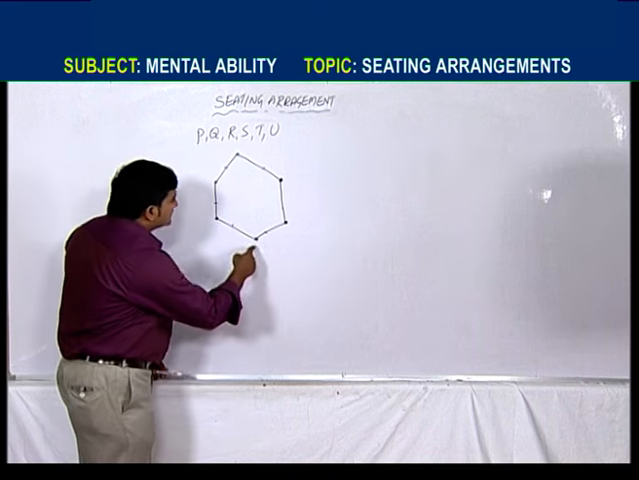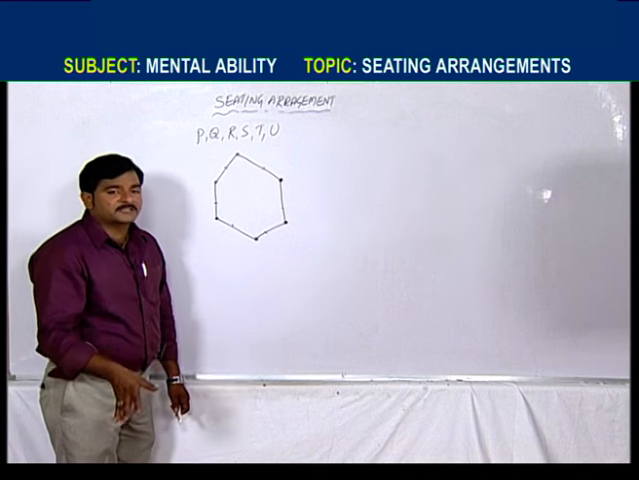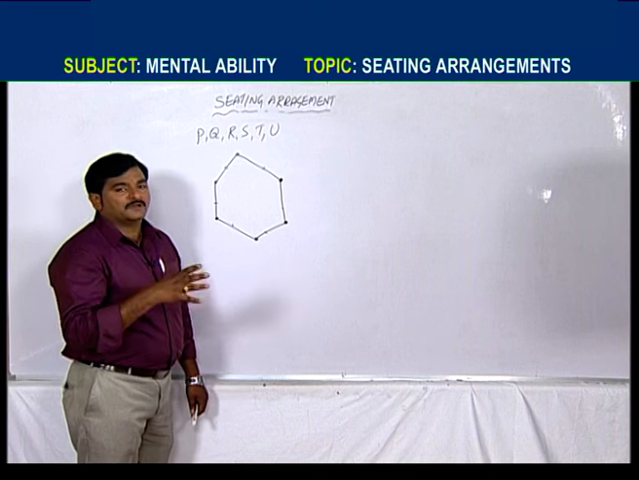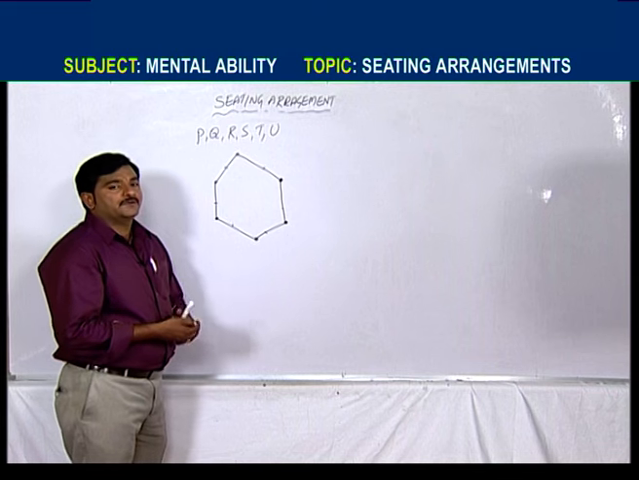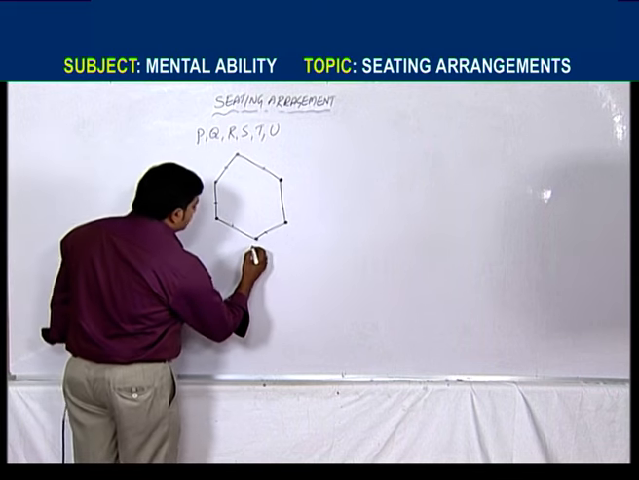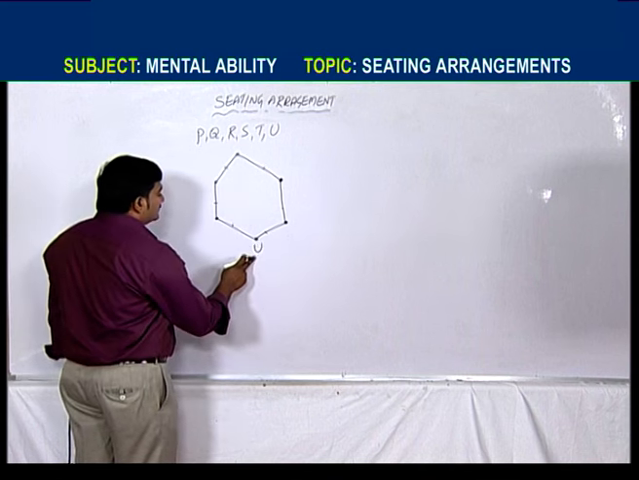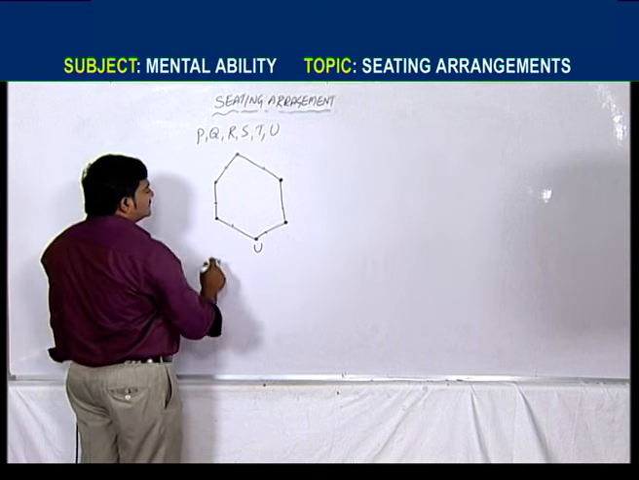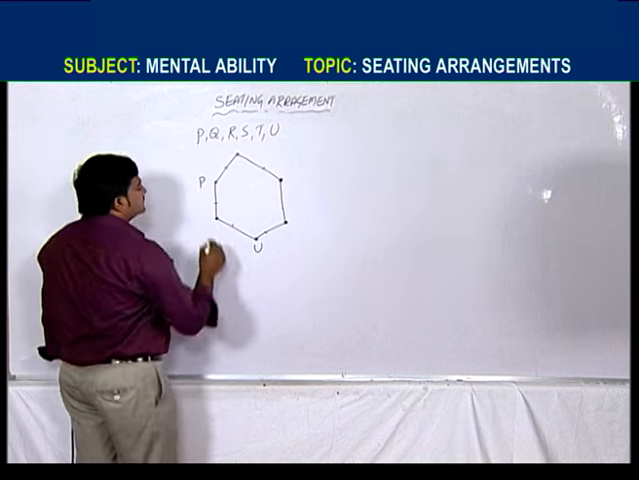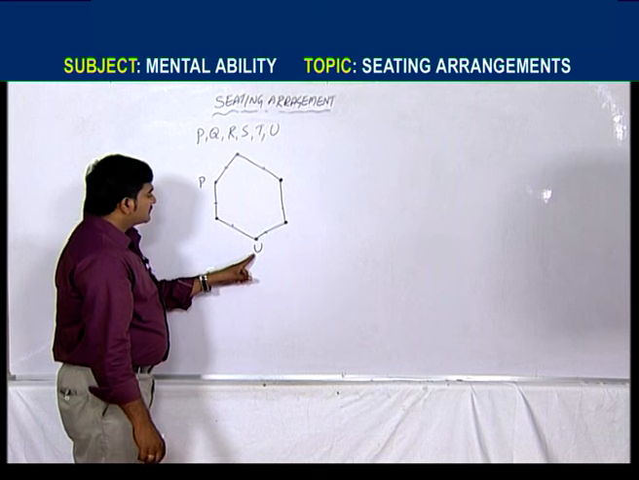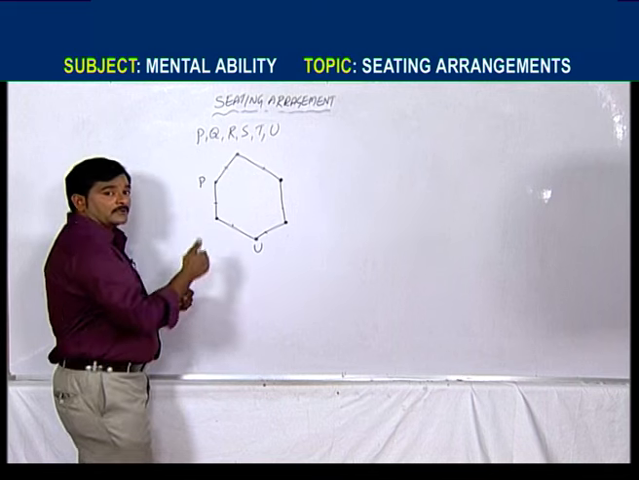Since this is also a closed figure, even though it is not a circle, for all closed figures you can fix the first object anywhere. So what he mentioned here is that P is second to the left of U. For example, think that U is sitting here. Who is the second person from the left of U? This must be P's position, because P occupies the second position from the left of U. U is facing towards the center. That is very clear.